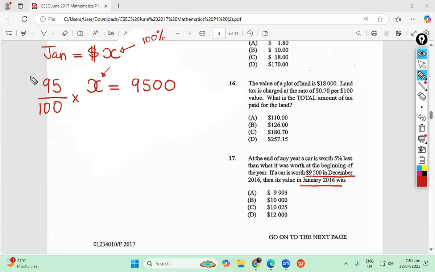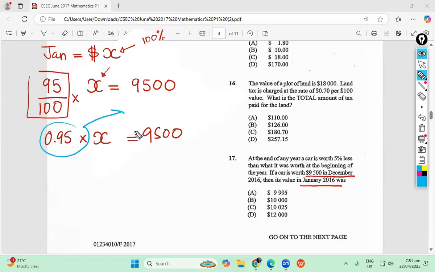The easiest way to do this is to convert this to a decimal. 95 divided by 100 is 0.95, which is equal to 9,500. The 0.95 is a multiply. Throw it across, you get a divide. That means the original value was, if you throw it on a calculator, you'll see it's 10,000. The answer is B.